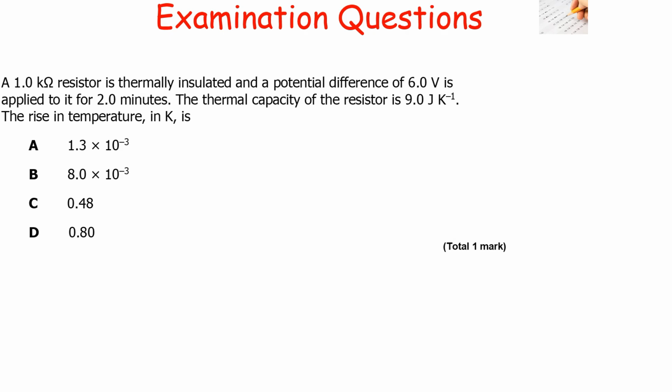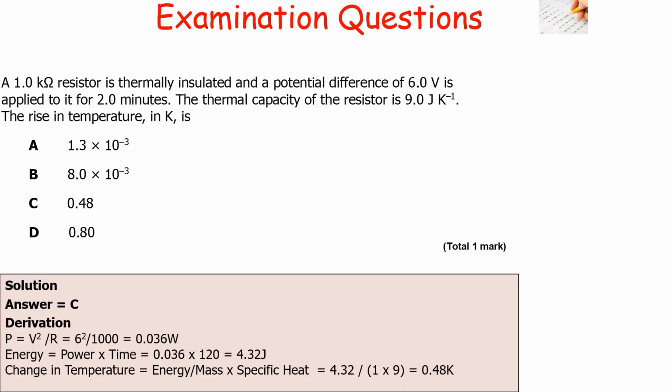Right, our answer is going to be C, because you know that power is equal to V squared over R. We use this one because we've got R and V in the question. So therefore we can work it through, remember converting 1 kilo ohm to 1000, and we get our power to be 0.036 watts. Now we know energy is power times by time, so the energy that we've expelled in this particular time of 2 minutes, which is 120 seconds, is 4.32 joules.